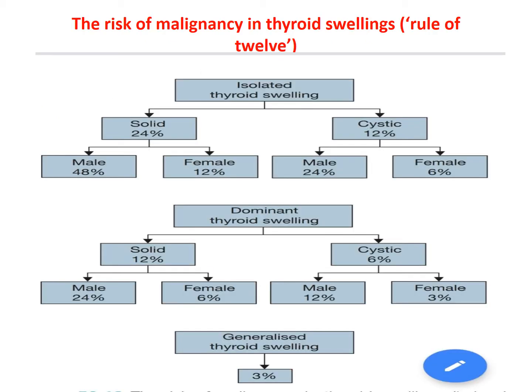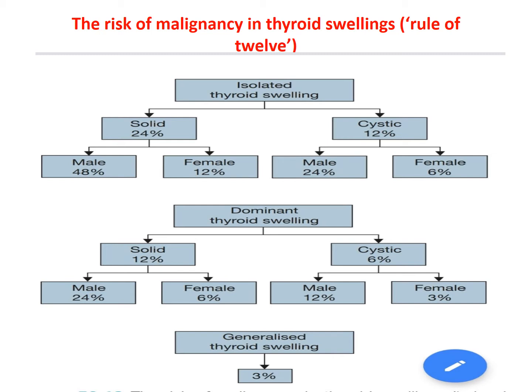Here in this slide, you see a table indicating the risk of malignancy in the thyroid swellings, and it is commonly known as the rule of 12. Now focus on the first bracket on this table, which says the isolated thyroid swelling. For this isolated thyroid swelling or the solitary thyroid nodule, there are 24% chances that it would be solid and 12% chances that it would be cystic.